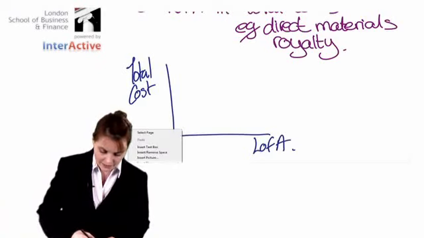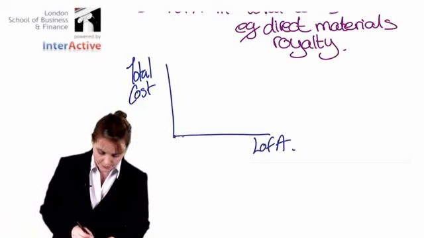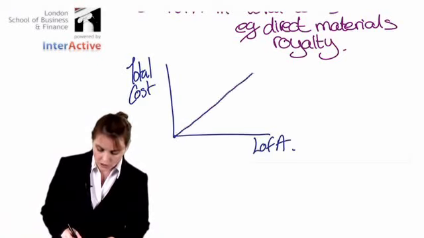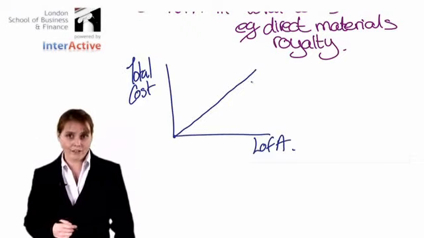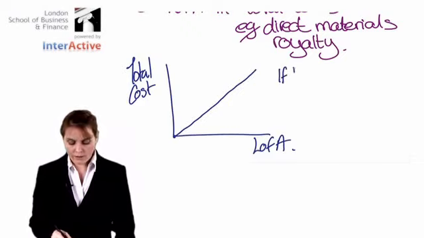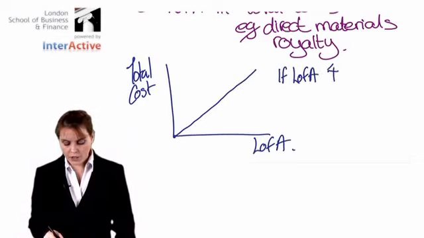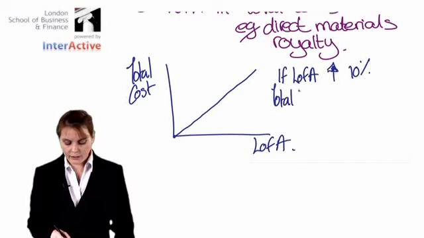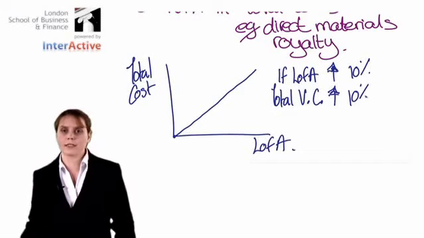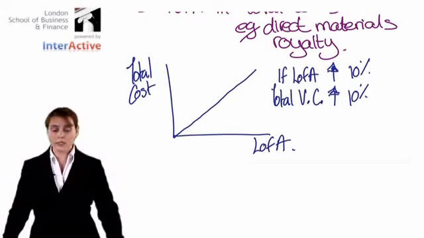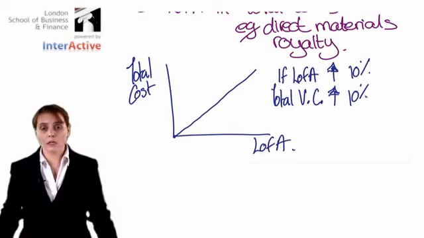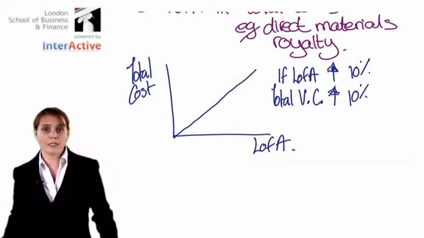As our level of activity increases, our total cost will increase in proportion to our level of activity. So if level of activity goes up 10%, then total variable cost will also go up 10%. Likewise, if level of activity decreases, then our variable costs in total will decrease as well.